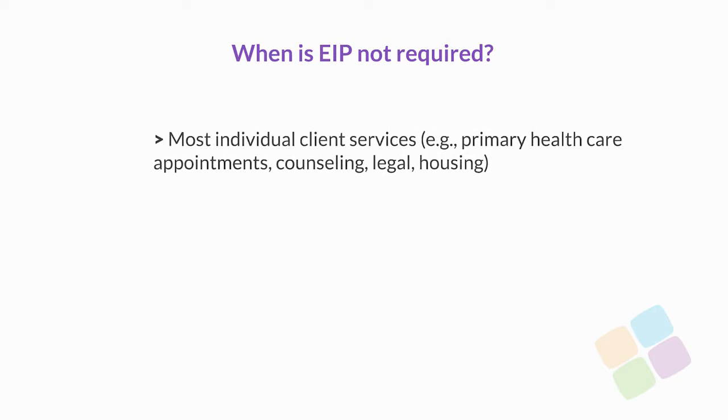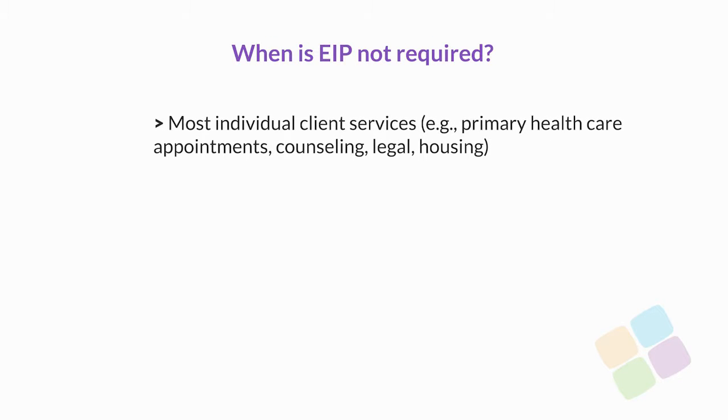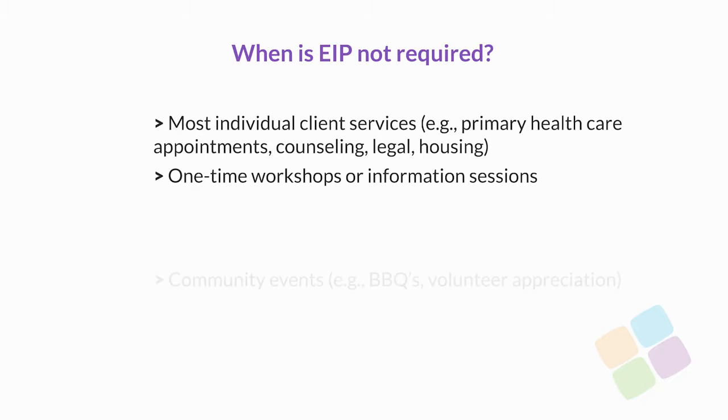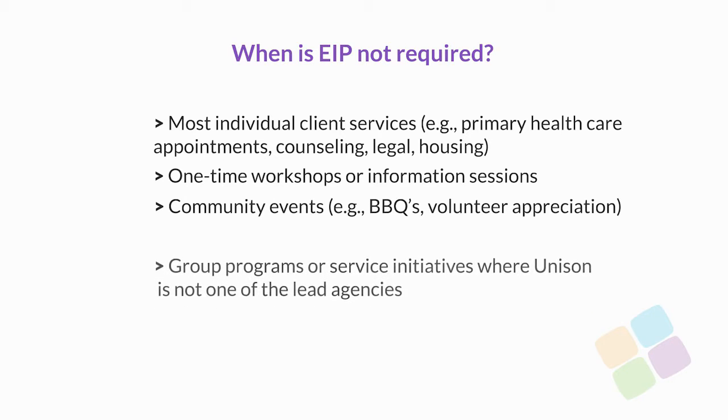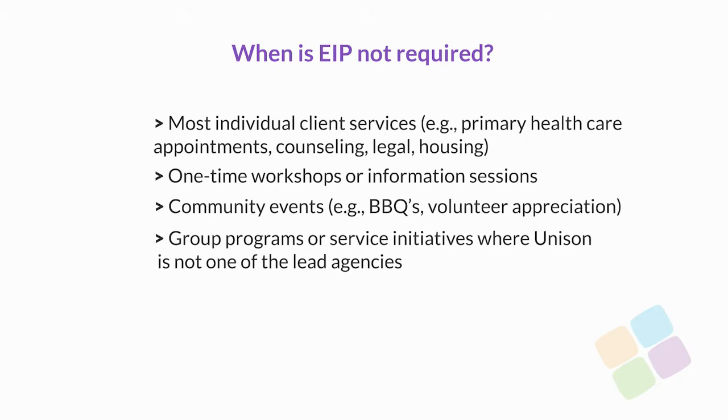There are some situations when you're not required to use the EIP process. For example, EIP is not used for most of our individual client services, such as primary health care, counseling, legal, or housing services. Second, EIP is not normally used for one-time workshops or information sessions, and it does not apply to community events such as barbecues or volunteer appreciation events. Finally, the EIP process does not apply for programs or service initiatives where Unison is not one of the lead agencies.